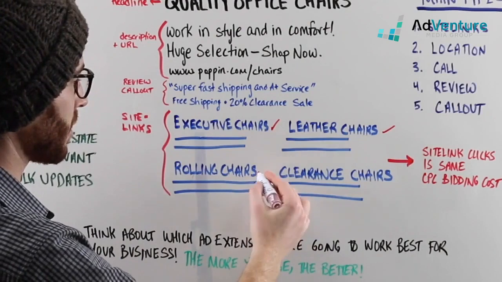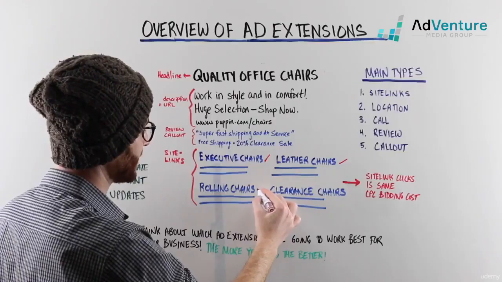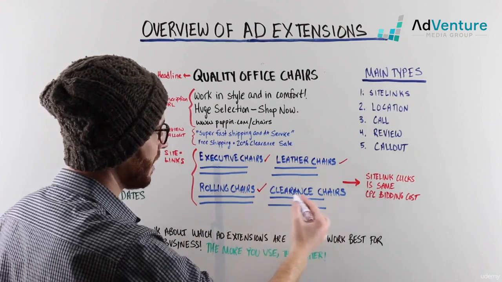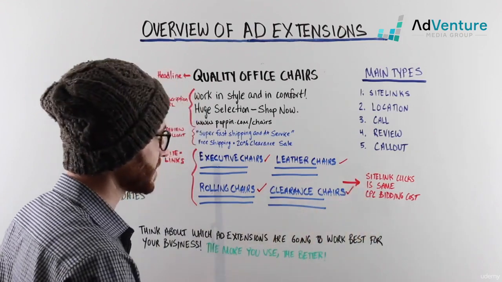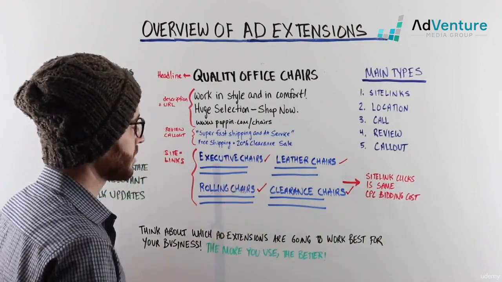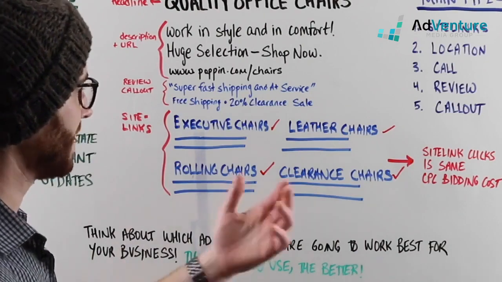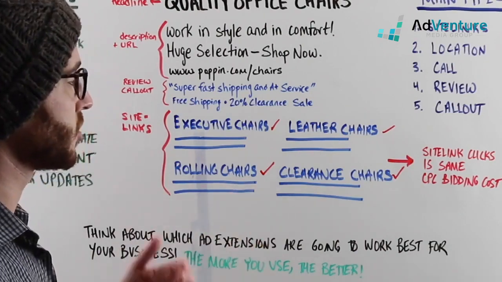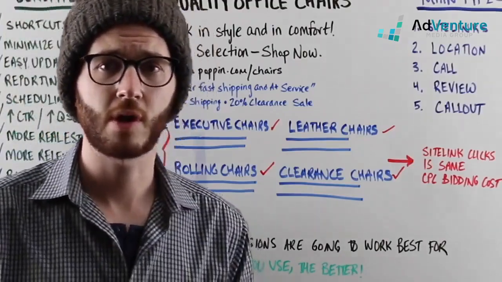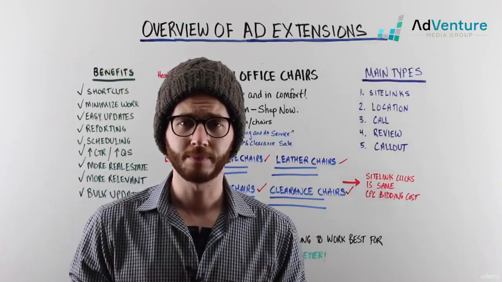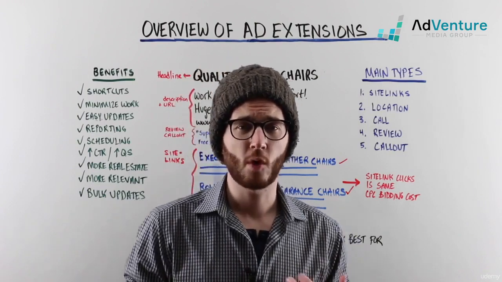Another site link could send users to the page on our website that talks about rolling chairs, and once again we could have, let's say, clearance chairs or chairs at steep discounts. And each of these site links are going to have their own description, so we could talk about the features and benefits of executive chairs, leather chairs, rolling chairs, clearance chairs, so on and so forth. So it gives the person who's searching for our ad the ability to find what they're looking for with one click in a more specific way.